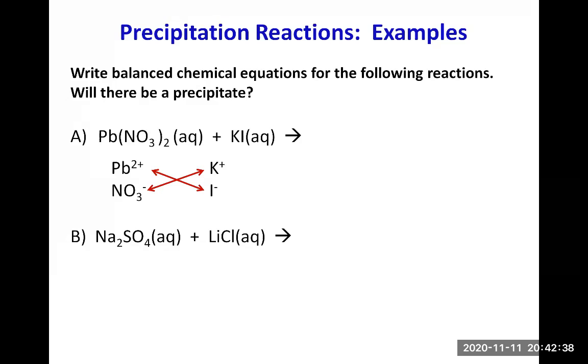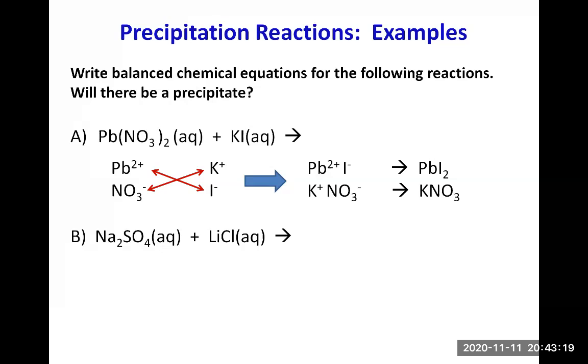So let's find the formulas of the products from that. We have Pb2+ and I-. If you write them in the correct order here, you can do the crisscross trick and you can see that the formula is PbI2. We need 2 iodide ions per lead. K+ and NO3- make the simple formula KNO3 because they each have one positive charge or one negative charge. So one of each ion makes the formula neutral. So we have the formulas for our 2 products.